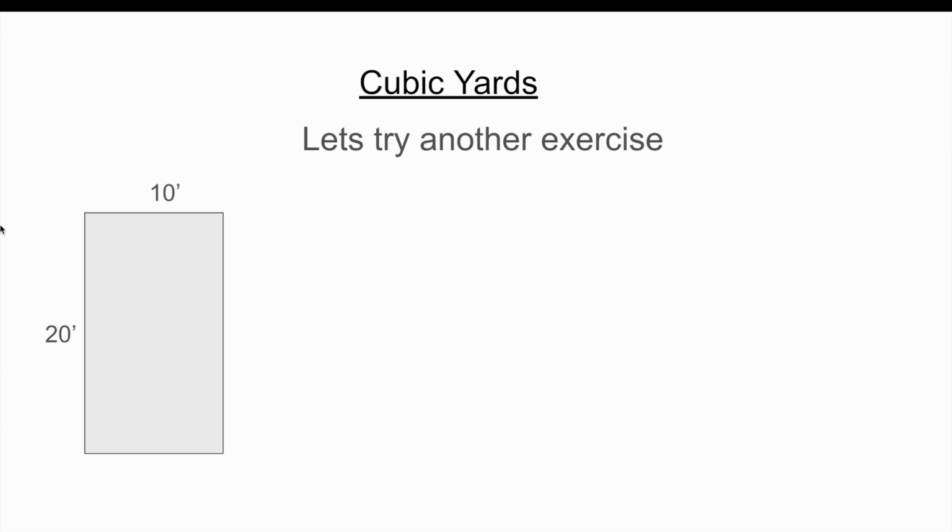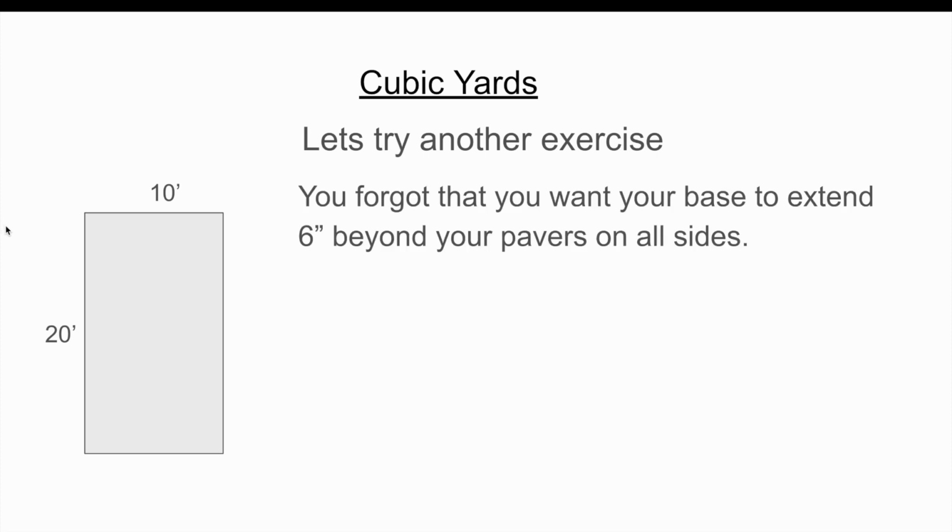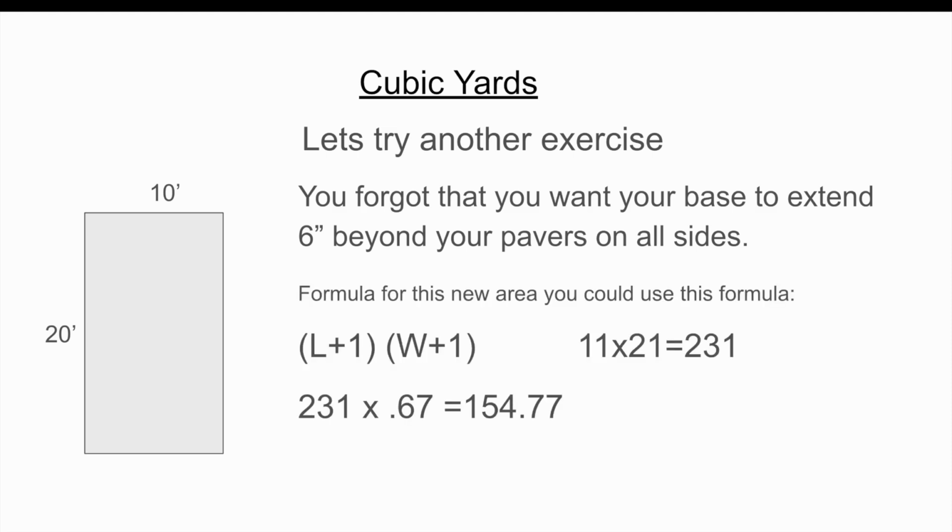Let's try a slightly different exercise. We forgot that we want our base material to extend 6 inches on all sides beyond the patio. Let's figure out our new area. The formula for that would be length plus 1 multiplied by our width plus 1, and then to get our cubic feet, we'll multiply that by our depth. We'll use 8 inches again.